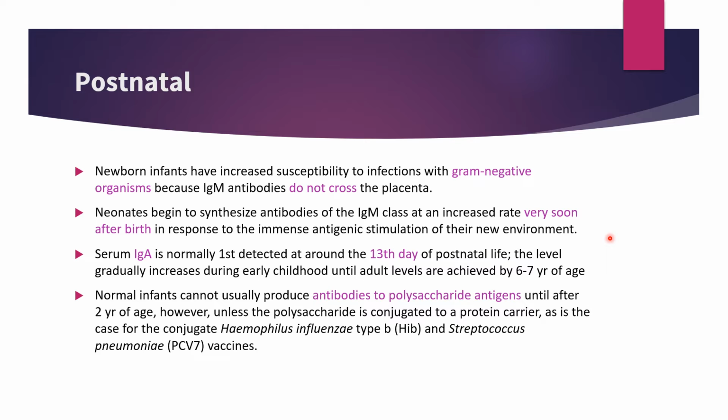This is important now. Serum IgA is normally detected at around 13 days of postnatal life, almost 2 weeks. The level gradually increases during early childhood until adult levels are achieved by 6 to 7 years of age. Normal infants cannot usually produce antibodies to polysaccharide antigens until after 2 years of age, unless the polysaccharide is conjugated to a protein carrier. That's why we are giving vaccines, such as conjugate Haemophilus influenzae type B and Streptococcus pneumoniae vaccines.